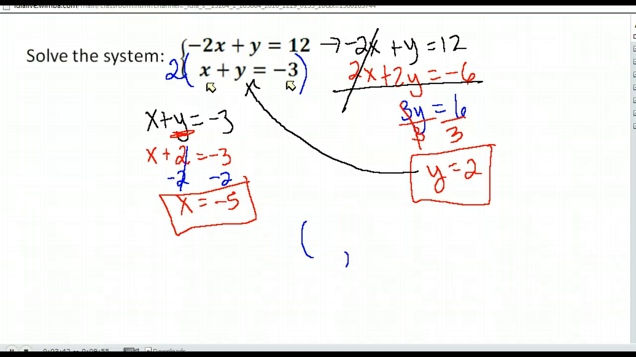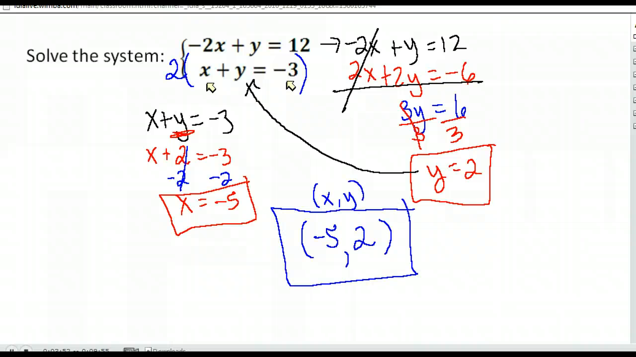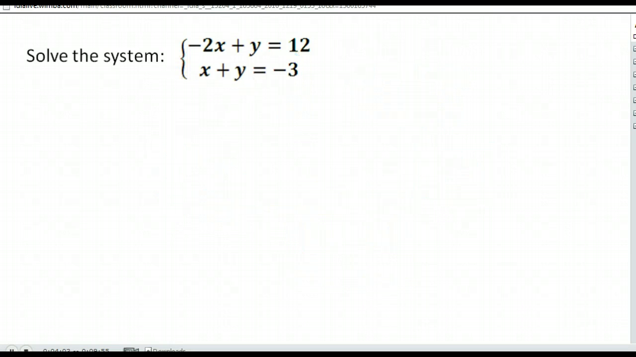Now you'll notice when you write your answers, they'll want it to be in coordinate form. So remember, coordinates are written x comma y. So my solution here would be negative 5 comma 2. This is the point x, y. If we were to graph these two equations on an xy coordinate plane, they would intersect at the point negative 5, 2. Okay, let's try a couple more.